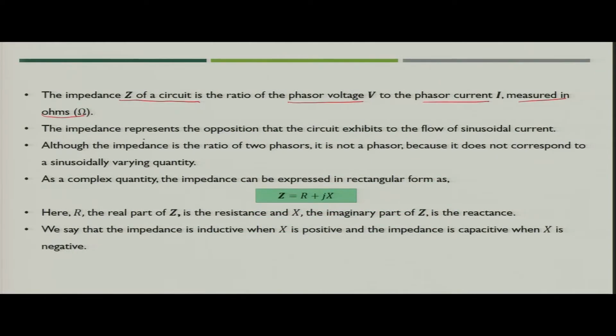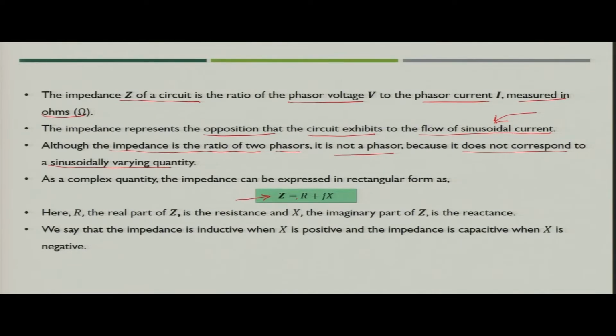Now, impedance represents the opposition that a circuit exhibits to the flow of sinusoidal current. So, whenever the impedance term comes into the picture, it means that the circuit is an AC circuit and the current is sinusoidal current. Although impedance is the ratio of two phasors, that is phasor V divided by phasor I, it is not a phasor because it is not a sinusoidally varying quantity.